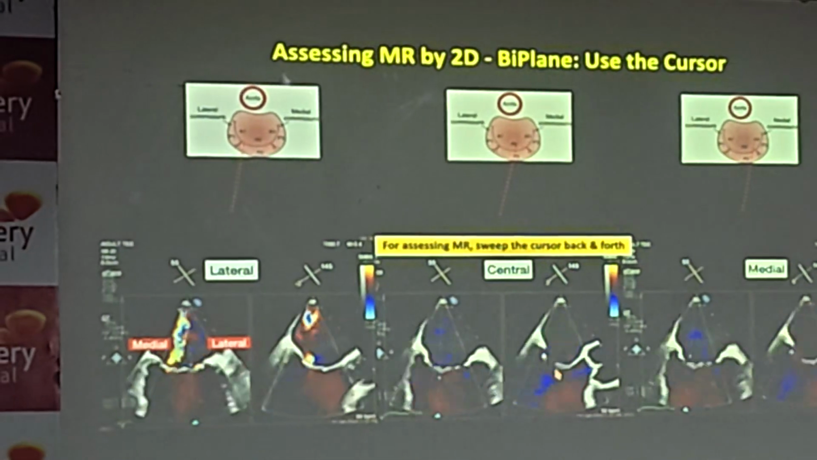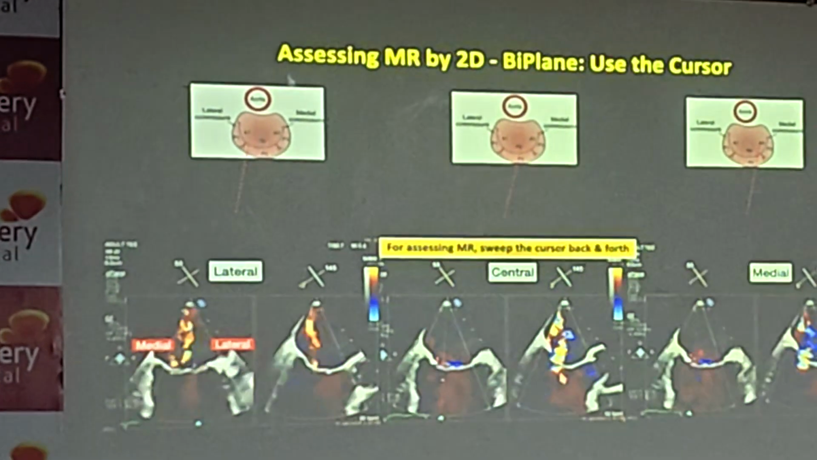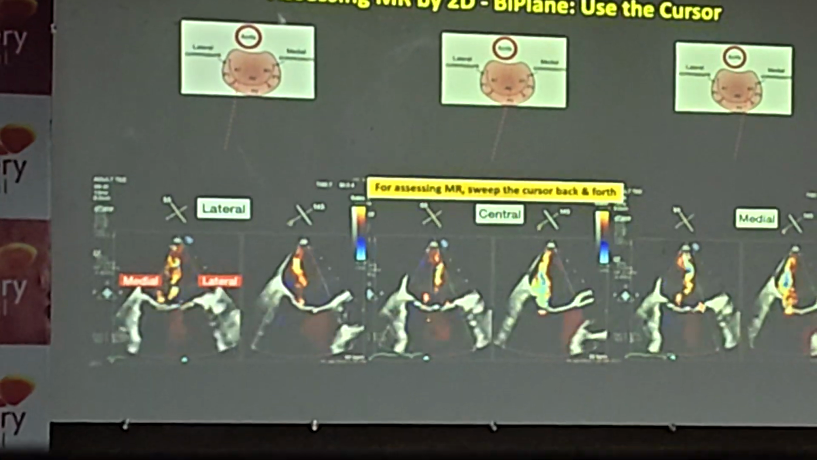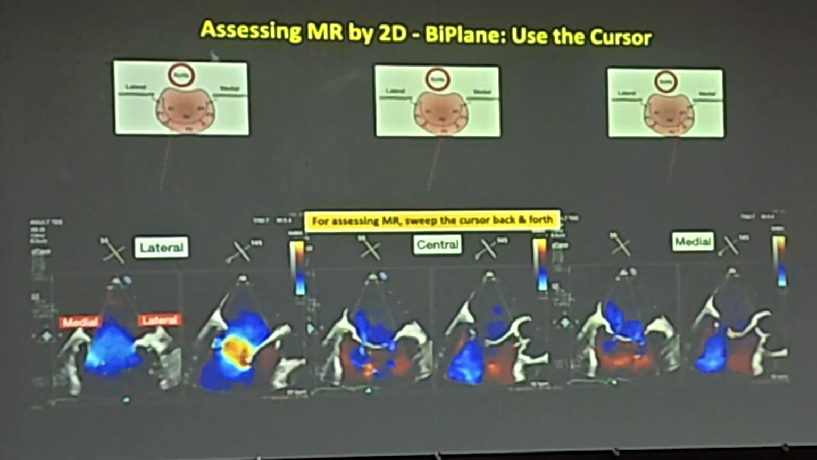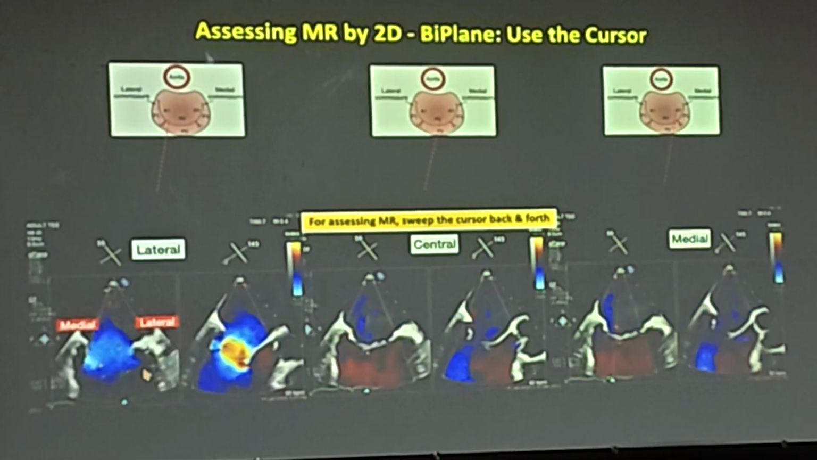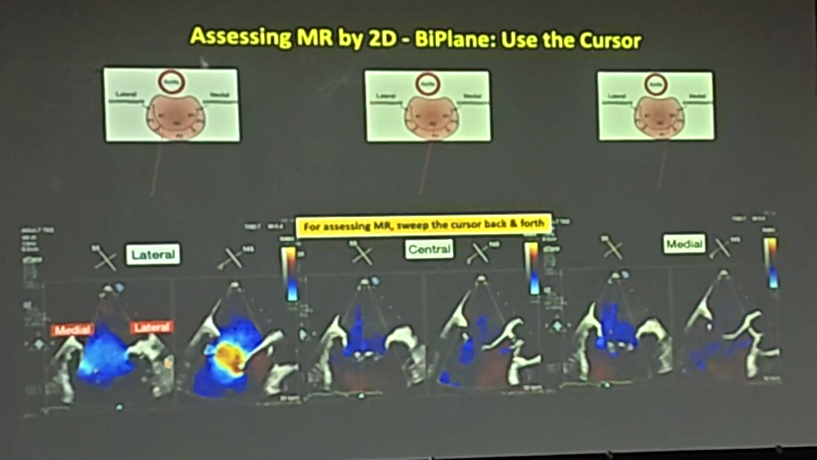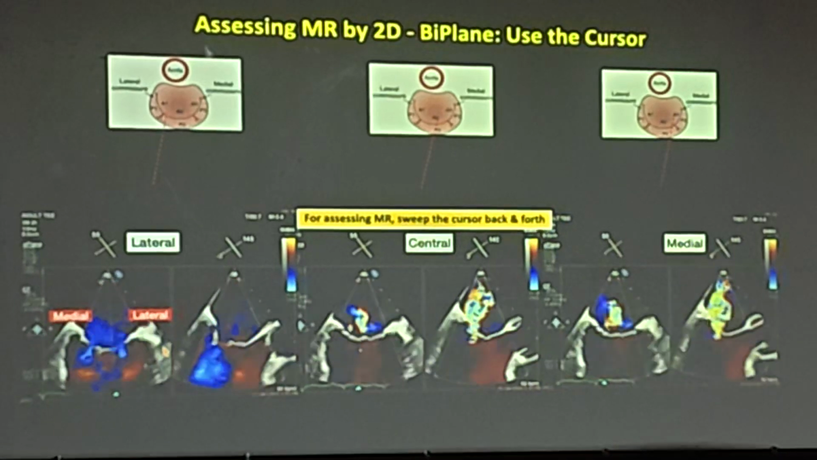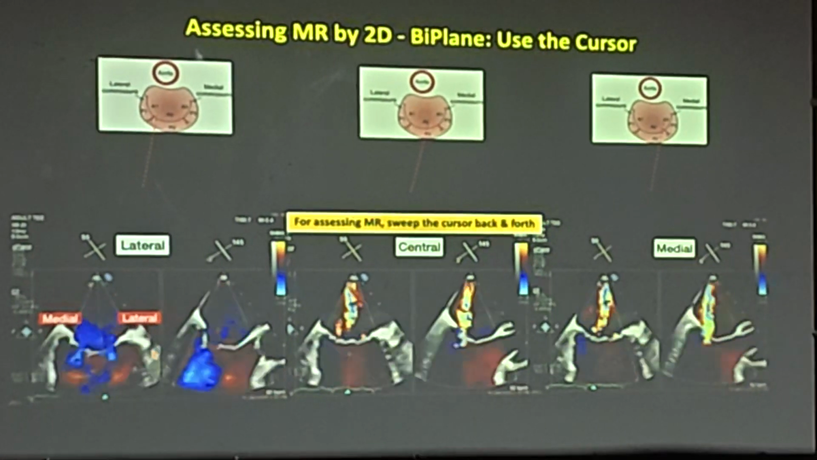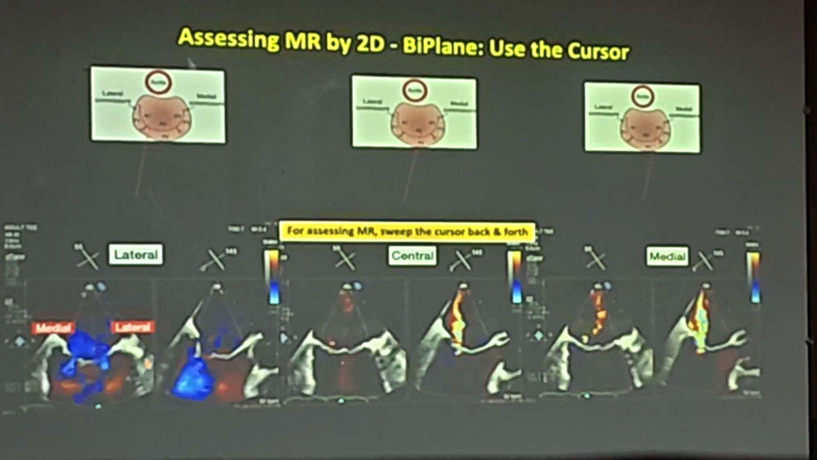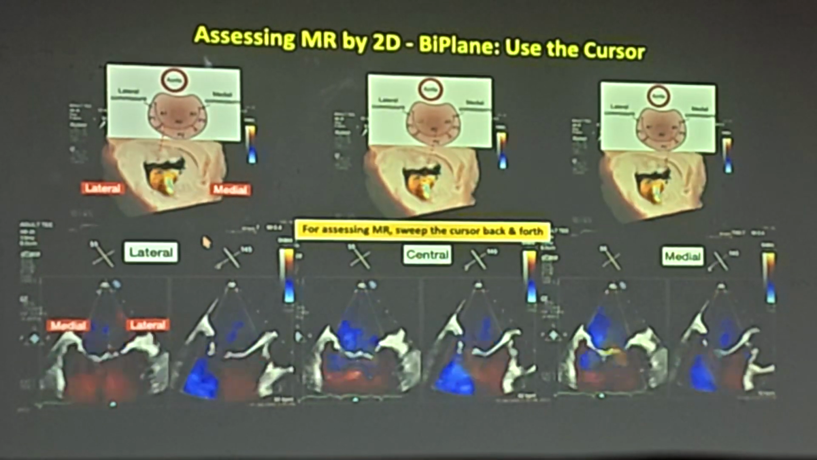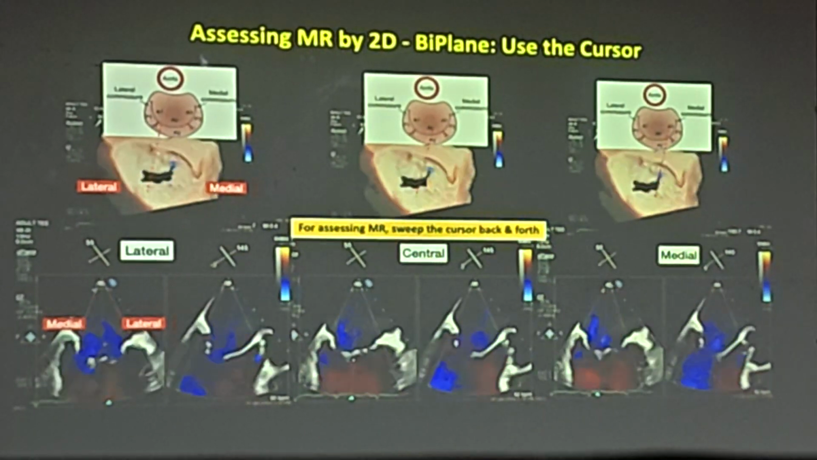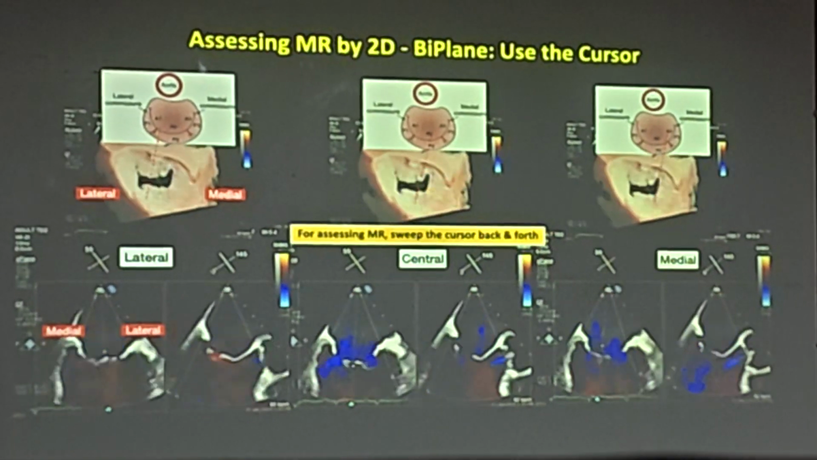So you see that this jet in the center is quite big, and when you go towards the medial side, it gets slightly bigger here. But when you go to the lateral side, it starts to decrease. So you try to understand which way the jet is going, where exactly it is located and how it is spreading. And when you put on the 3D, you get a much better understanding of how the MR looks. So you see that it's right in the center and spreads a little towards the medial side.